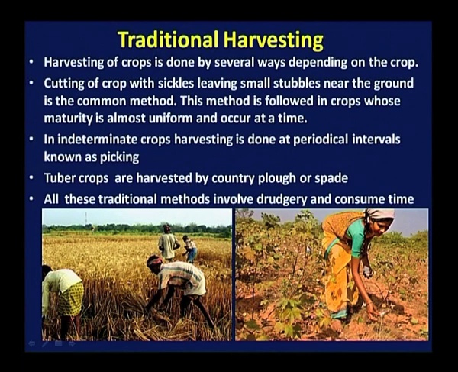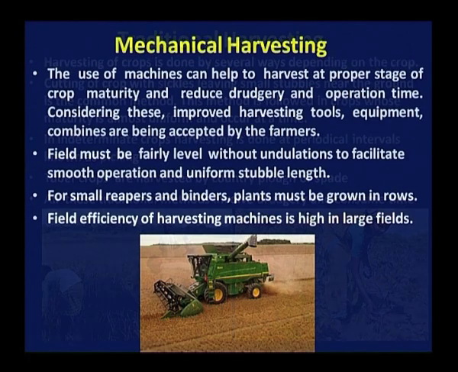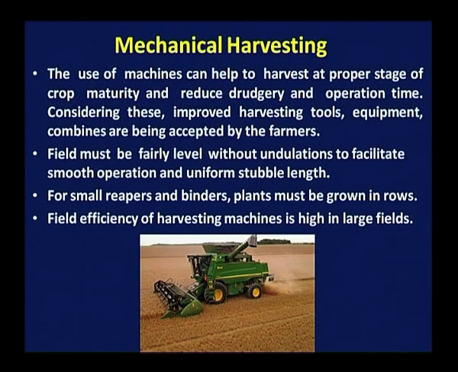Likewise, in tuber crops, harvesting is done with a country plow or spade by digging the soil. And all these traditional methods involve drudgery and consume time. Therefore, we need mechanical harvesting. In mechanical harvesting, the use of machines can help to harvest at the proper stage of crop maturity and reduce drudgery and operation time.